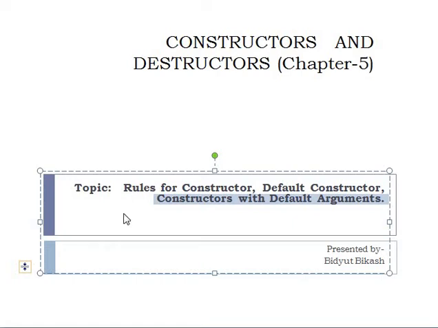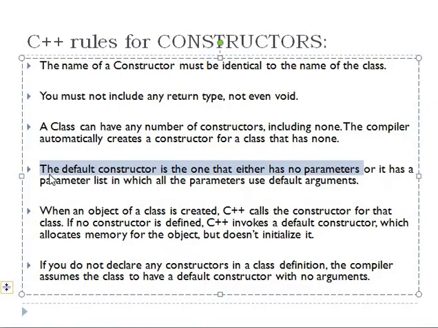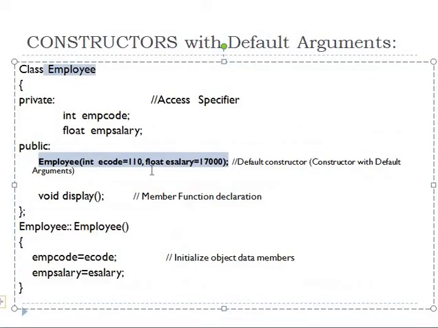Hello students, in this presentation I shall be discussing the topic of constructors with default arguments. Now as per the rule, all of you must be knowing that a default constructor is the one that has no parameters. But if you look over here, this particular constructor still has parameters. The parameters are eCode and eSalary.